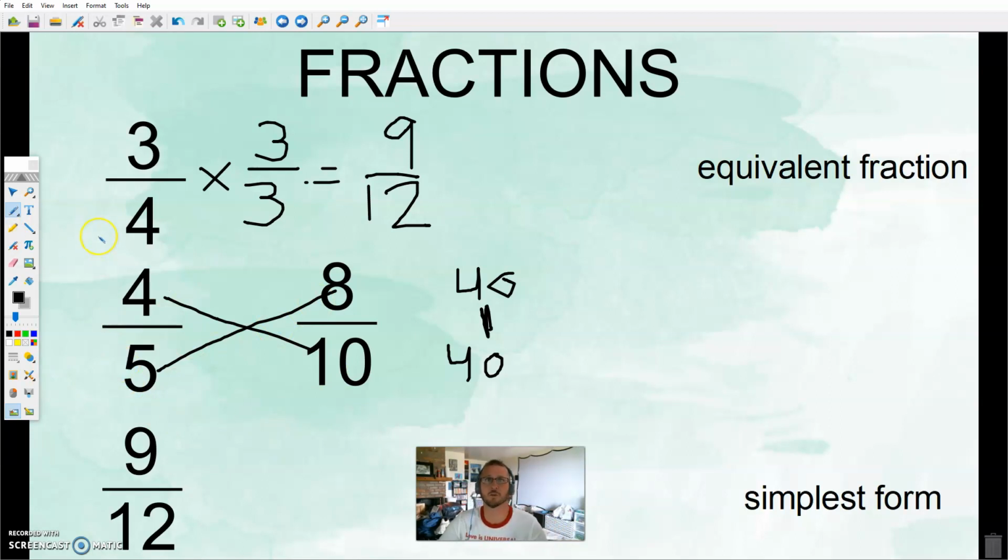Now, simplest form, I want to think about that in the opposite. I want to think about a common factor of 9 and 12. What is a number that can divide into both of those? Or what is a number that I could multiply by to get both of those?